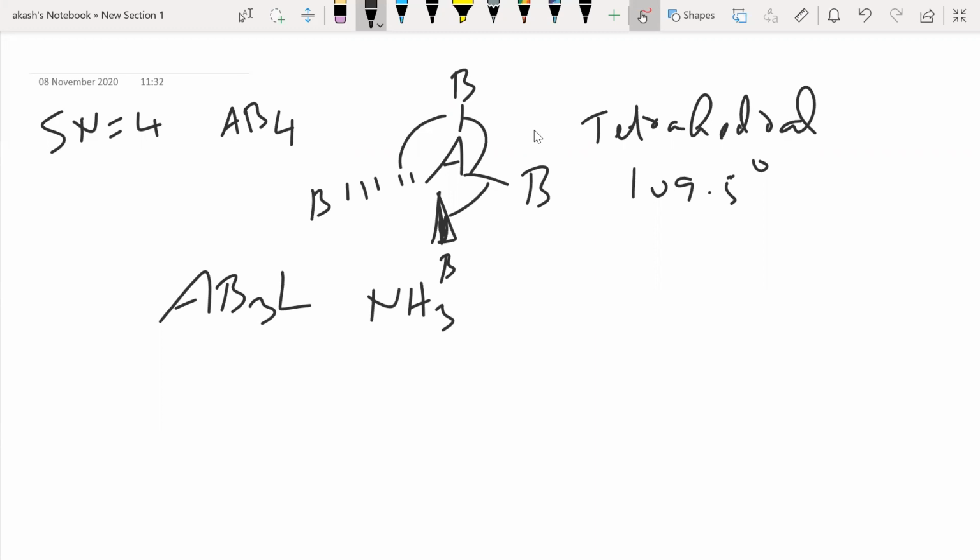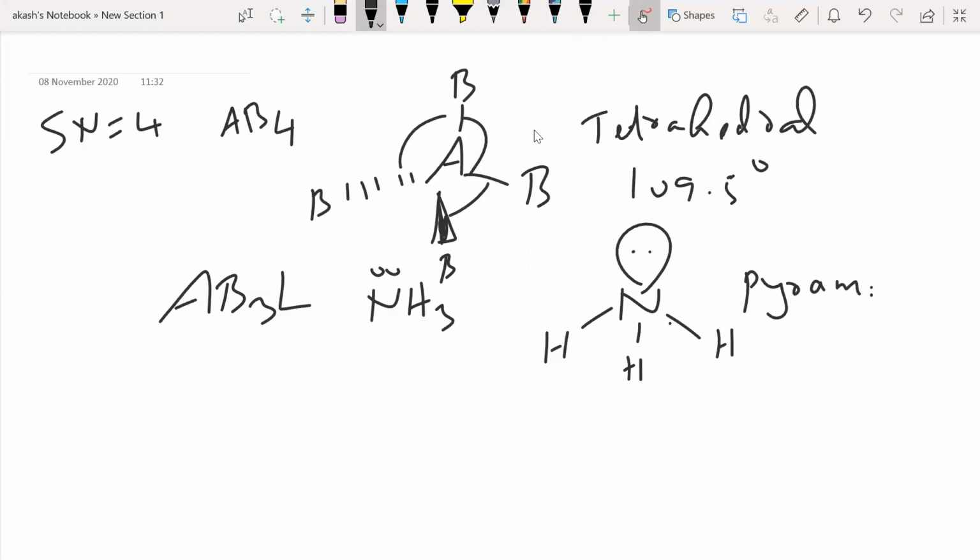Right? So again, the geometry for this is going to be still tetrahedral, but the shape will be different because I'm going to have a lone pair on nitrogen, right? So this is how the shape is going to look. There is going to be a lone pair, right? So this particular shape is what is called your pyramidal shape. You can see, it's like a pyramid, is it not? Cool. So again, fill the tables, people.